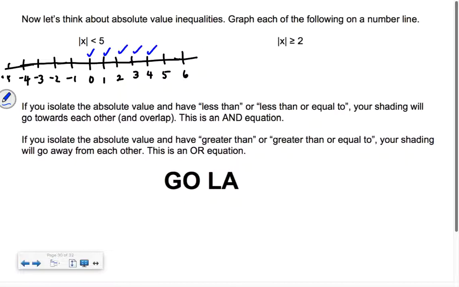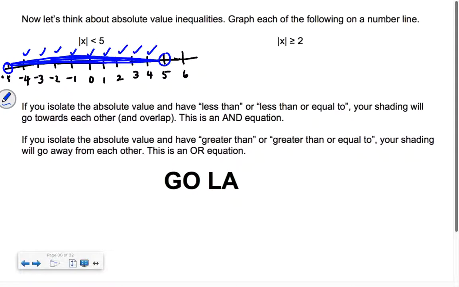What about 6? No. Negative 1? Yeah. Negative 2, negative 3, negative 4. Negative 5? No. What about negative 4.5? Negative 4.5 works. So everything up to negative 5, so everything between negative 5 and 5 works. So that's what it would end up looking like.